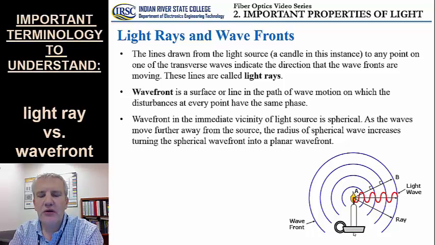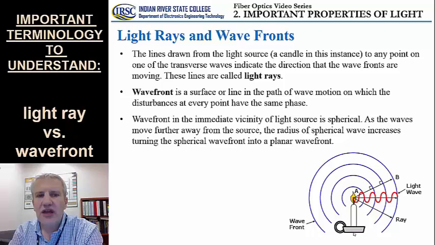If we focus our attention on the geometrical shape of the waves that have been created, these waves obviously have crests or peaks and also valleys. If we connect all the points on one crest, we are creating something that's called a wavefront. In other words, the wavefront is a surface or line in the path of wave motion on which the disturbances at every point have the same phase. They're being either at the peak or at the valley, or at the maximum or at the minimum.